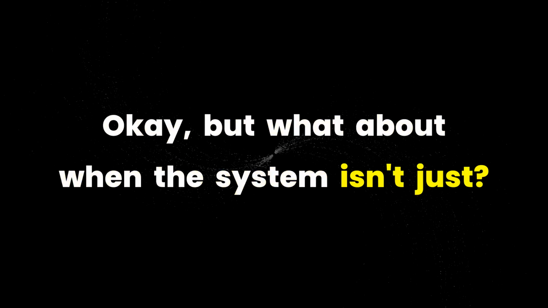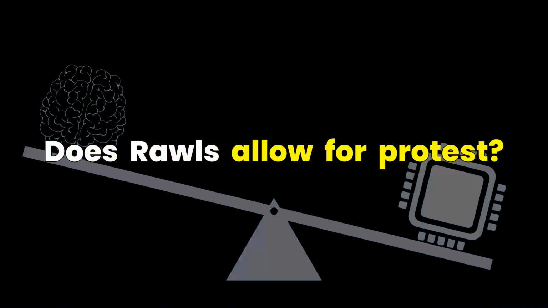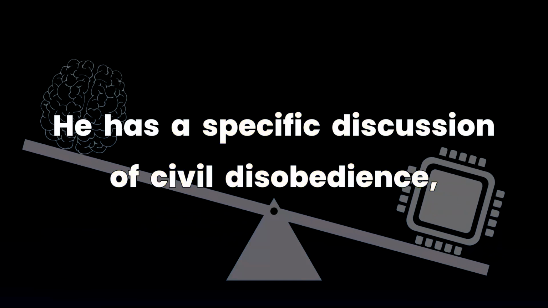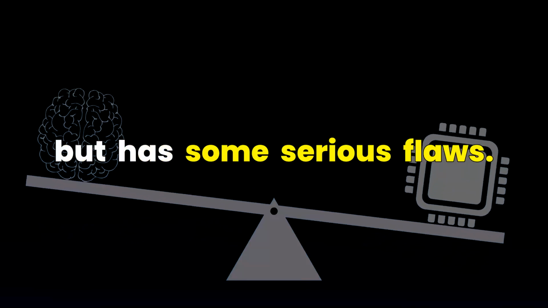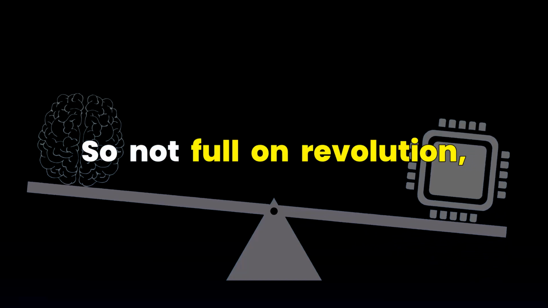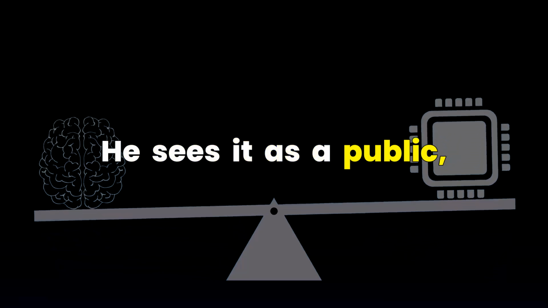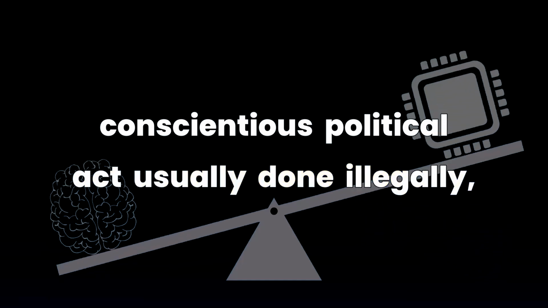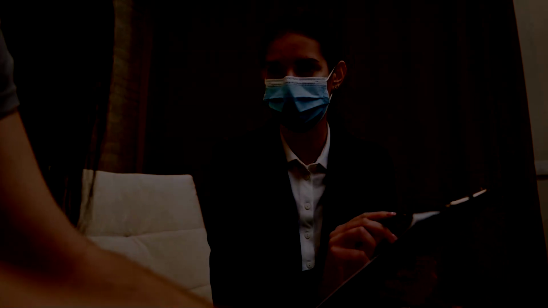Okay, but what about when the system isn't just? Or when people feel a law violates those basic principles? Does Rawls allow for protest? He does. He has a specific discussion of civil disobedience, but only within a society that is mostly just, but has some serious flaws. So, not full-on revolution, but targeted protest. Right. He sees it as a public, non-violent, conscientious political act, usually done illegally, aimed at bringing about a change in laws or policies.